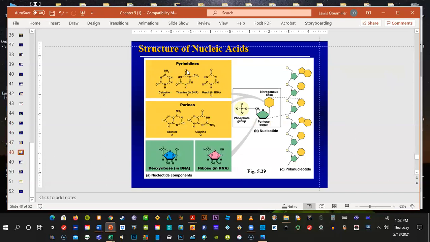Okay, so I don't want you to memorize this. What I want you to come out of this is that these are single rings. And if they're single rings, they're called pyrimidines. And if they're double rings, they're called purines. So what you need to know is that the purines are A's and G's. So you might have to just memorize that. And these are double rings. And the pyrimidines are C's and T's in DNA. And in RNA, T gets replaced with U. It's a close chemical cousin. In fact, these are identical except for this methyl group right here.